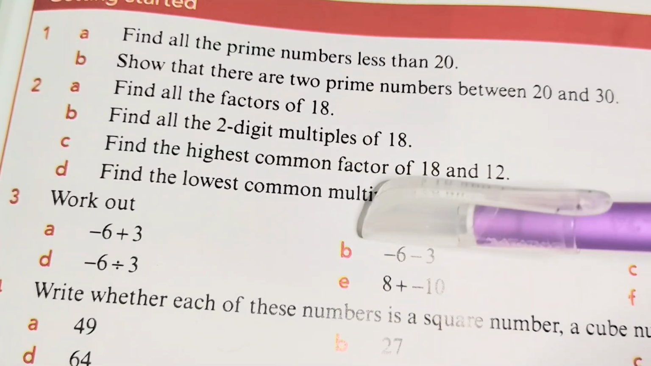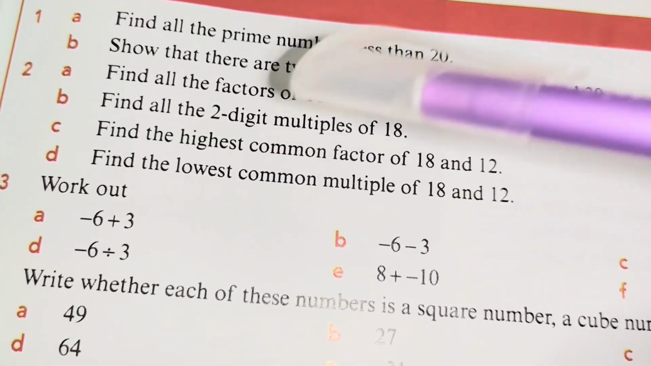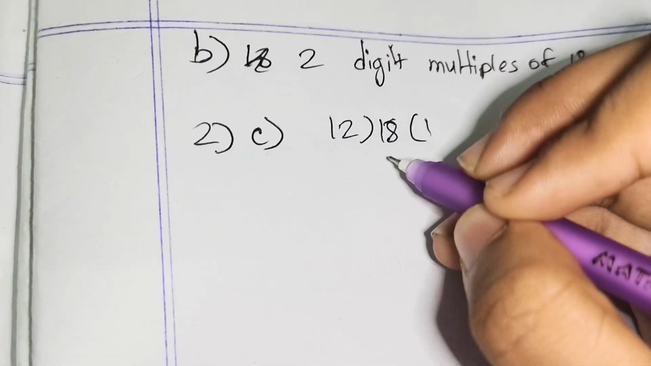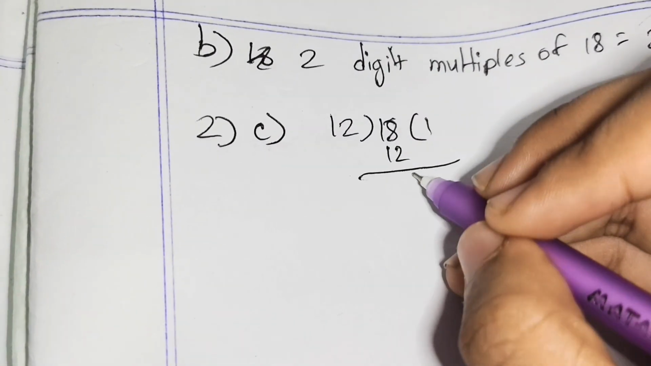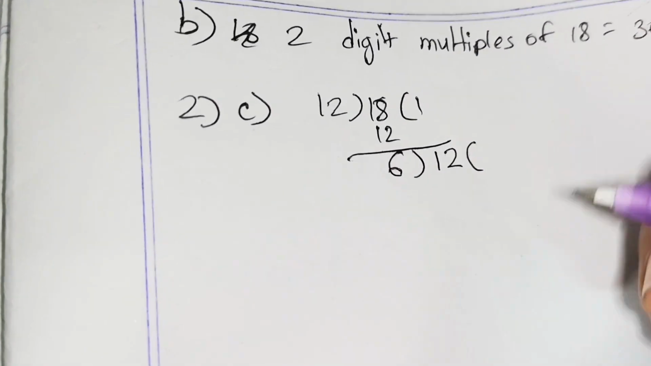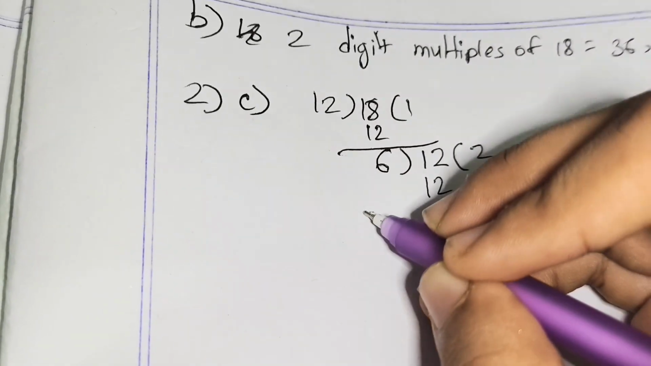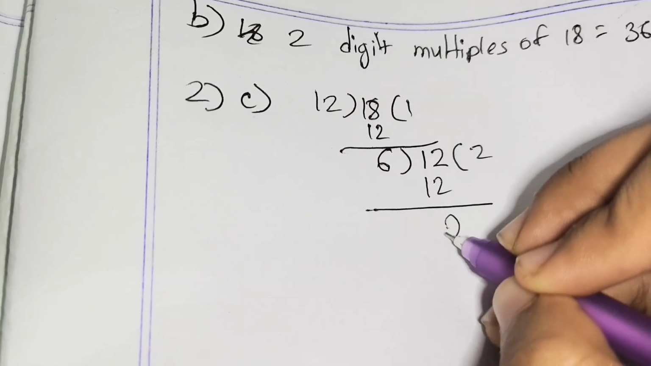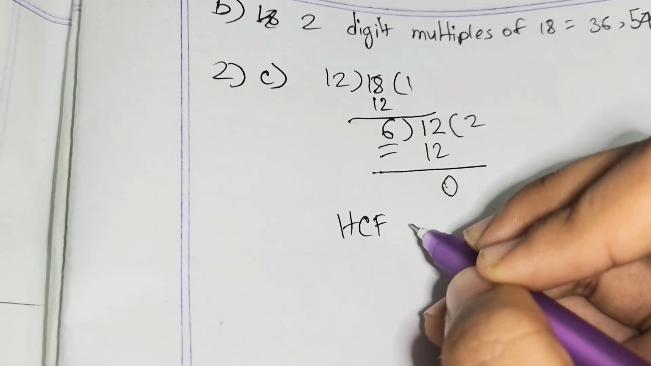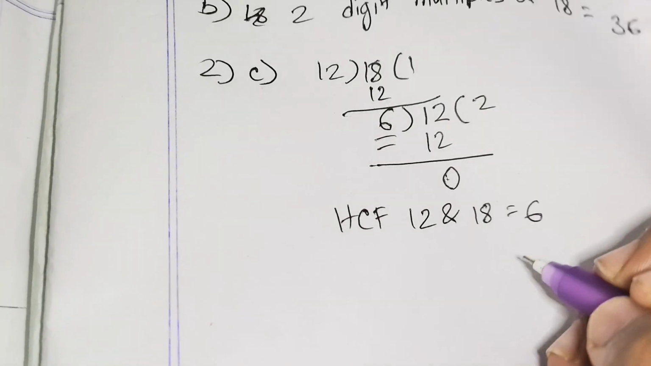We have number C: find the highest common factor of 18 and 12. First divide it. 12 ones are 12, 12 times 1 is 12, and 6 times 2 gives 12. So the HCF of 12 and 18 is equal to 6.